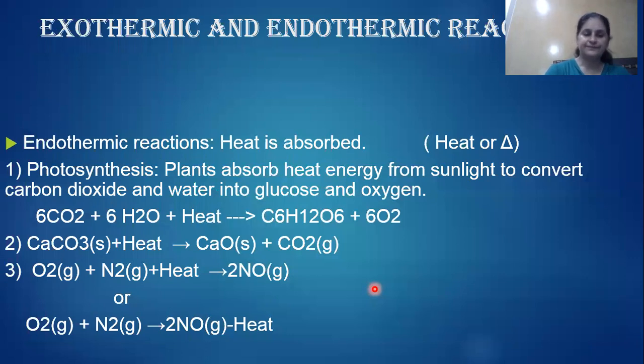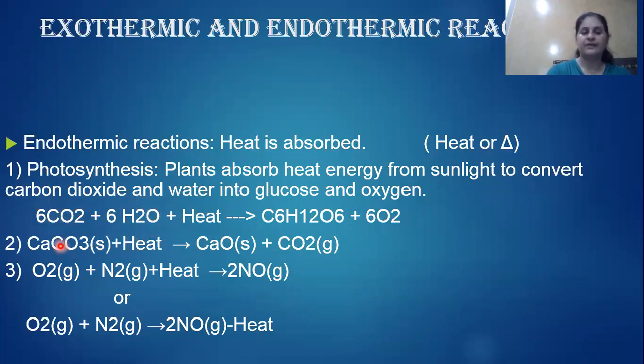Now some examples. Endothermic, where heat is absorbed. Photosynthesis is a very common example. Plants absorb heat energy from sunlight to convert carbon dioxide and water into glucose and oxygen. So carbon dioxide and water vapor react, taking the heat from the sunlight, and form the products. When heat is absorbed, the heat is written towards the left hand side, that is along with the reactants, right?